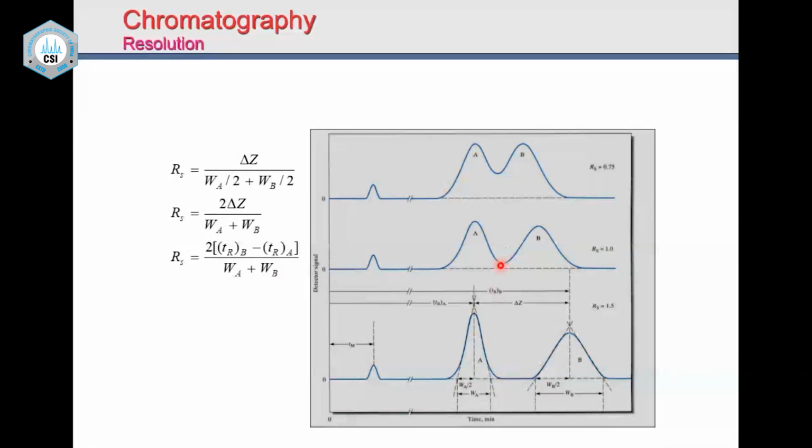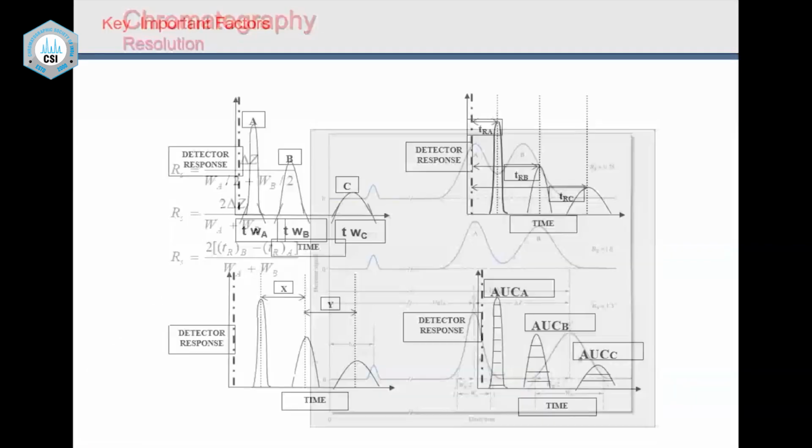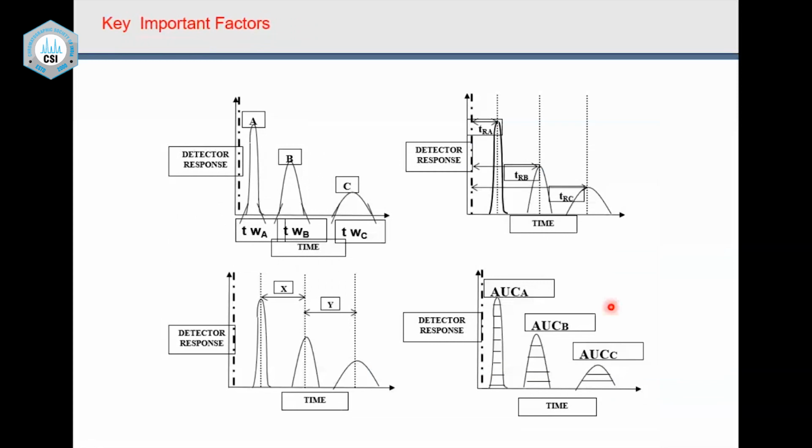Here it is just close to 1, here it is 0.75. So this is not well separated, this is not a good separation, but this is a good separation where the resolution factor is 1.5. So all these factors are very important. Okay, so we need to understand a little bit about that.